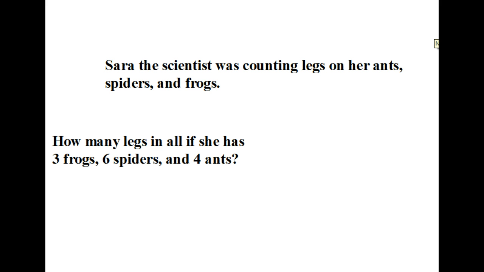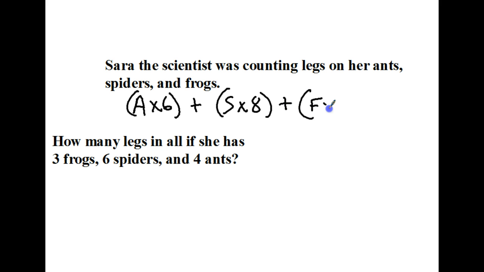Here's one for you to try out. It's almost the same kind of problem. So the scientist is counting legs on her ants, spiders, and frogs. So ants have 6 legs, plus spiders have 8 legs, plus frogs have 4 legs. And I'm just going to put my numbers in.